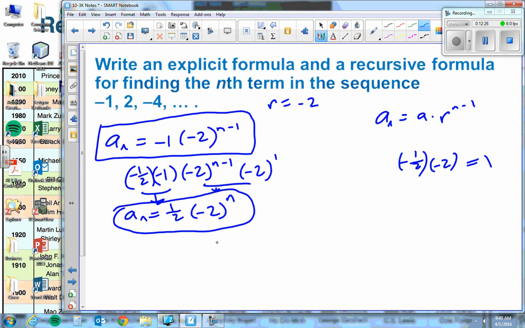So I'm asking you to give me both the original that this gives you, and then a version where the exponents just end. So that's your explicit formula, written 2 different ways.